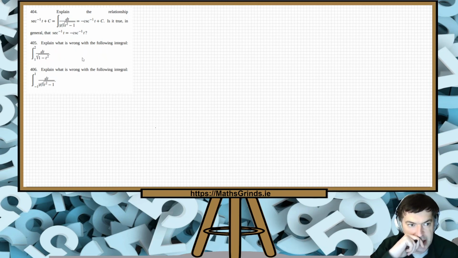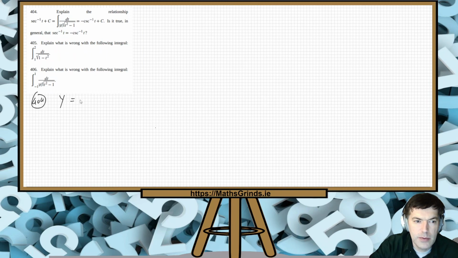We want to look at it, it's similar to what happened earlier. We have the formula here for sec inverse, and we want to arrive at the cosec inverse formula. Okay, so let's start off with y equals cosec inverse t.